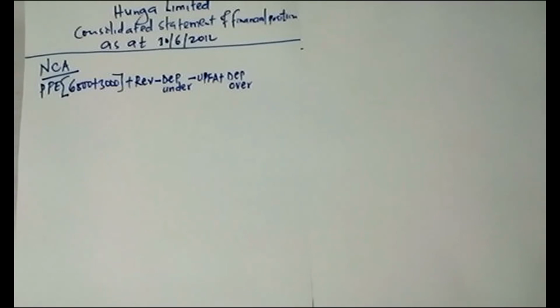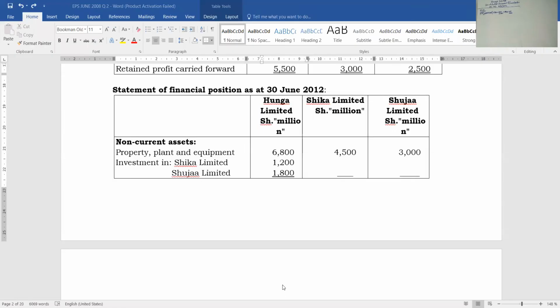After that, we move to the next thing. So the next thing, remember, is all about, according to the question, investment. So the investment, you can see our total investment in Shika, and Shika, you know that we have said it was an associate by the end of the year. So we will account for it using the equity method in order to recognize that.